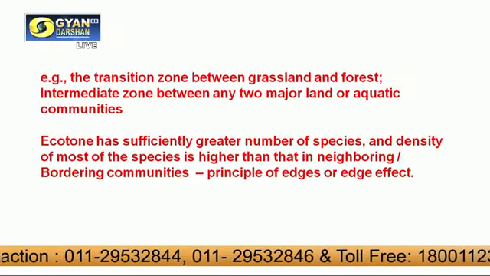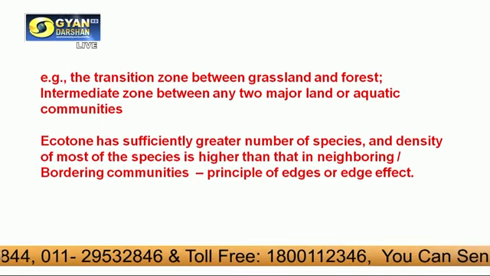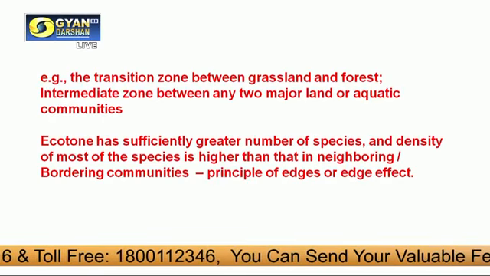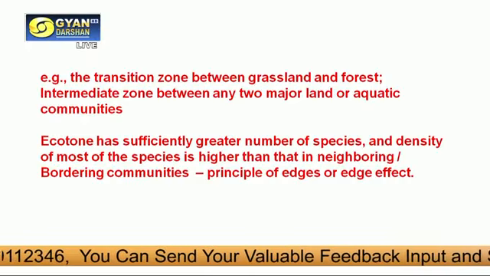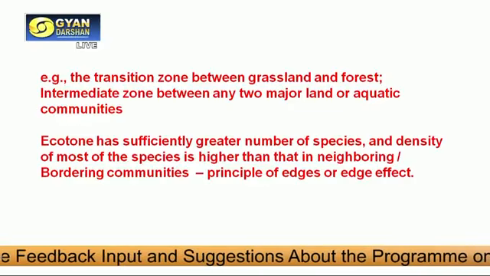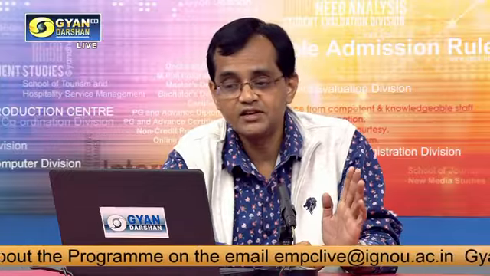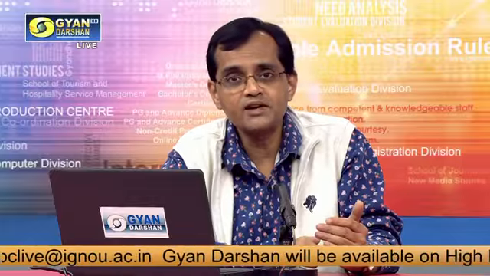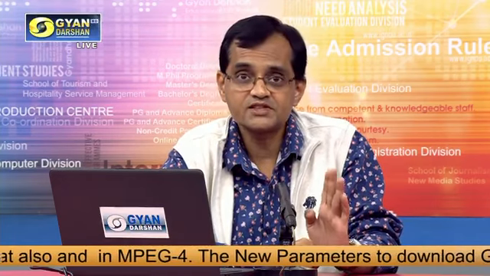Ecotone has a sufficiently greater number of species, and the density of most of the species is higher than that in the neighboring or bordering community. And we call it the principle of edges or edge effect. What is edge effect? Edge effect is that the ecotone region has a greater number of species. Because probably it is enjoying the ideal conditions of both the bordering communities. Because that is the transition zone. So this zone is really very significant.